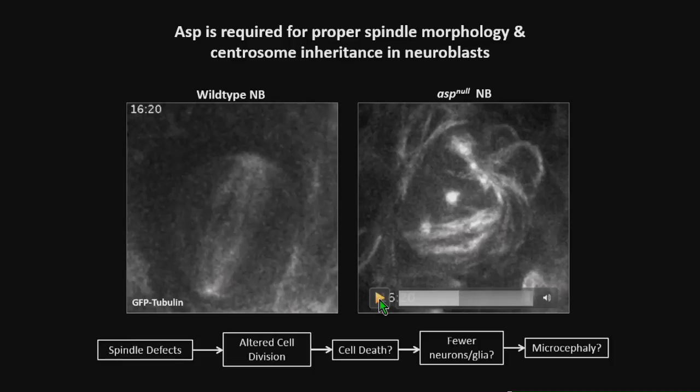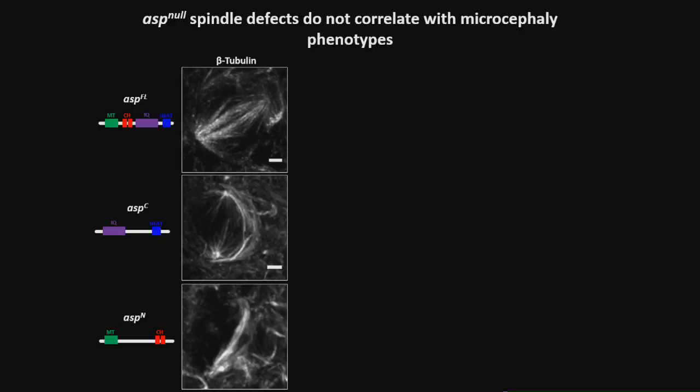And so based on these phenotypes, we formulated a very simple hypothesis. So we know we have spindle defects. This is going to lead to altered cell division. We're probably going to get some apoptosis as a result of that, and fewer neurons equals a smaller brain. So while this is very simplistic in nature, it's intuitive nonetheless. But what I can tell you, to make a long story short, is that this isn't the case.